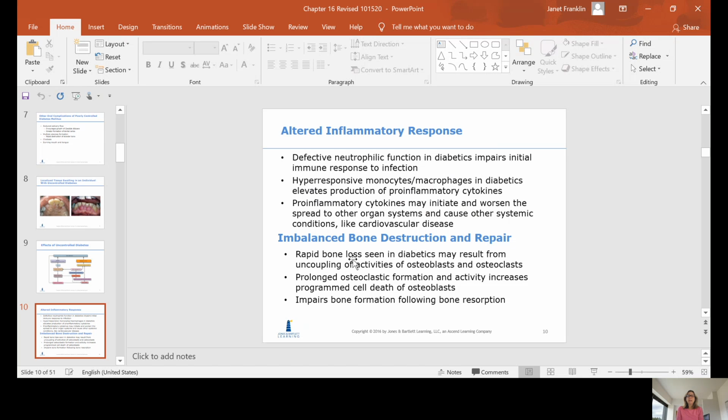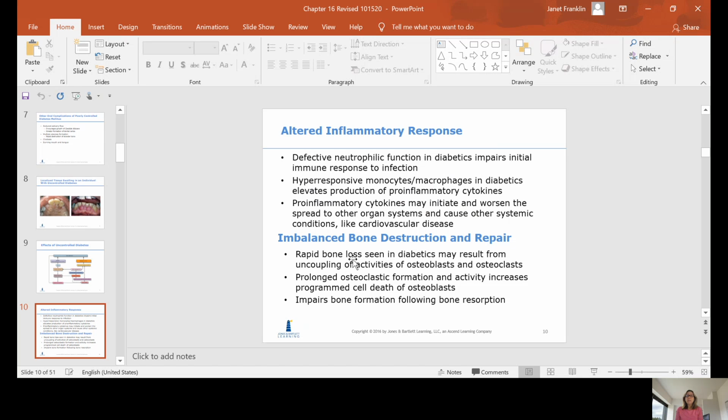Altered inflammatory response. Defective neutrophil function in diabetics impairs the initial immune response to infection. Neutrophils are PMNs. They're the first responders in the inflammatory response, so they don't respond the way that they should in diabetics. Their initial response to infection is altered.